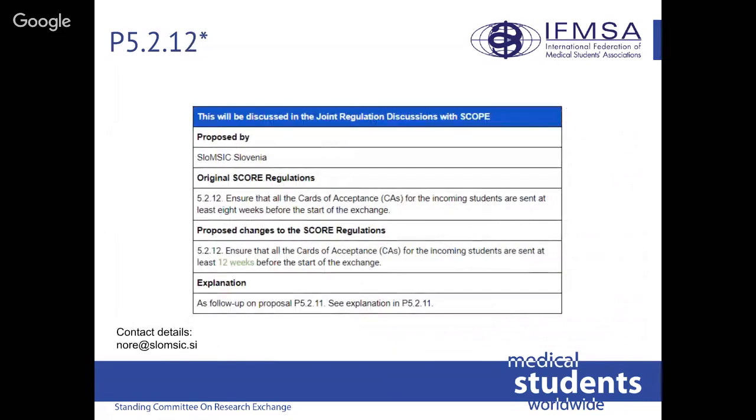Yes. This is the second proposal by Slomsec Slovenia. It's basically exactly the same, but this is about the CA deadline. Instead of 8 weeks, they would like the CA to be sent at least 12 weeks before the start of the exchange. Explanation is the same.